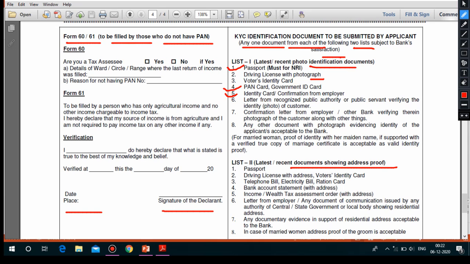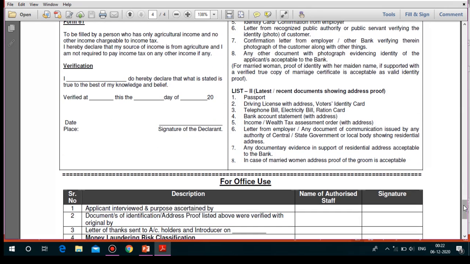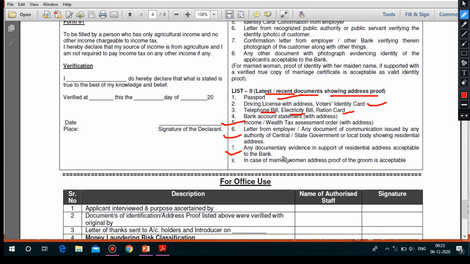Next, for address proof, it is given in list 2 that the latest recent documents showing address proof, whether it is a passport, driving license, voting ID card, then telephone or electricity bill, ration card, then bank statement with address, then income tax letter, letter of employer, any other documentary evidence in support of residential address acceptable to the bank. Then in case of a married woman, the address of her husband is compulsory to submit.